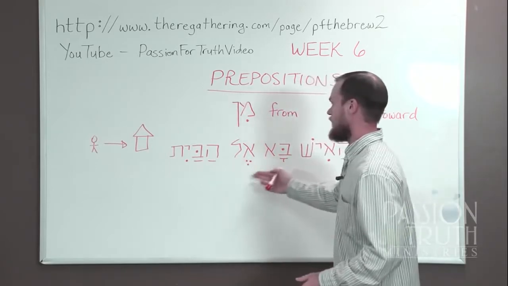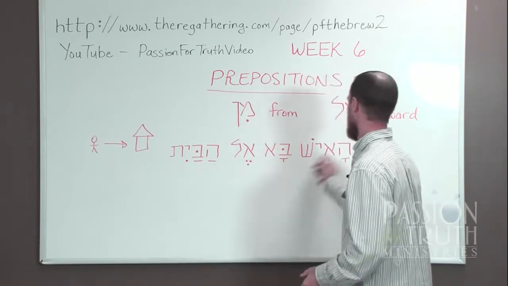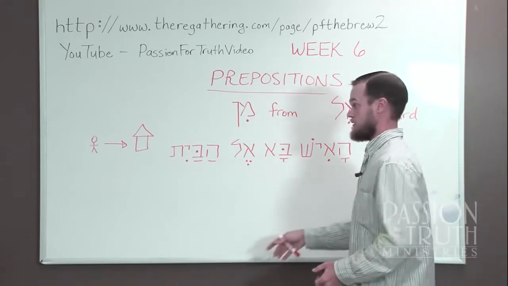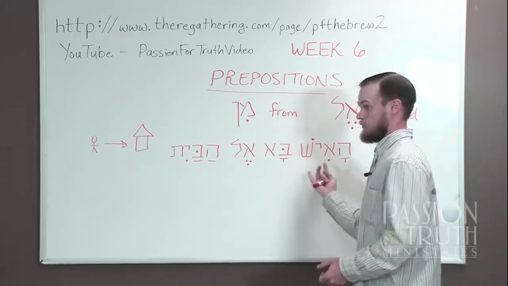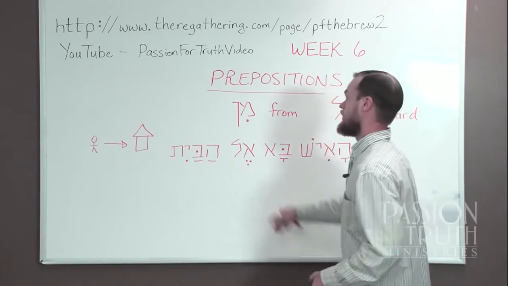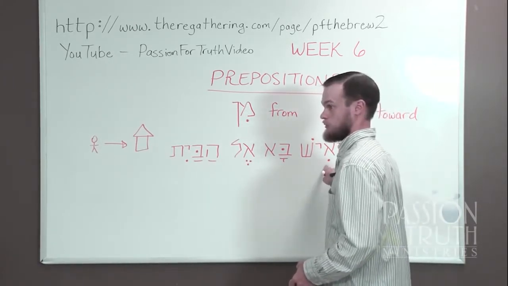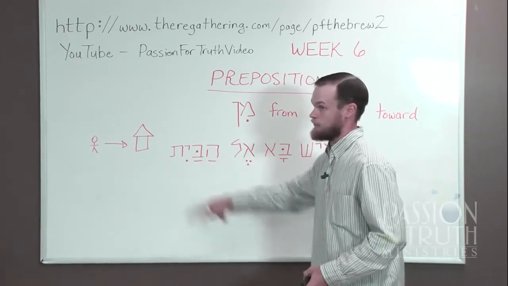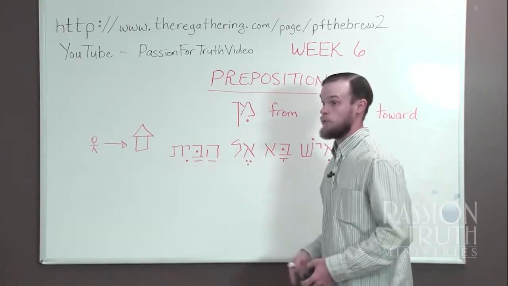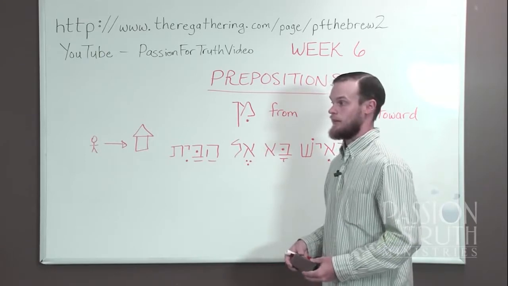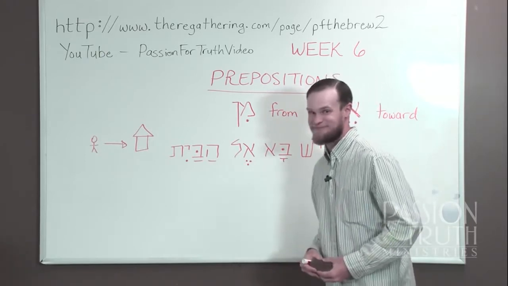So yes, ha'ish ba el habayit, or we could say ba ha'ish el habayit, since the subject and the verb can be in either order. But the el definitely must go between. Ish must be before, and bayit must be after, because otherwise it's the house is coming toward the man, and that's a bad thing.